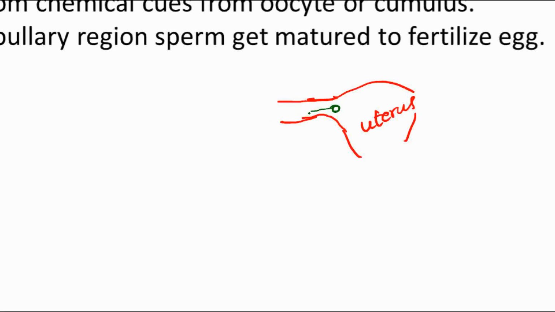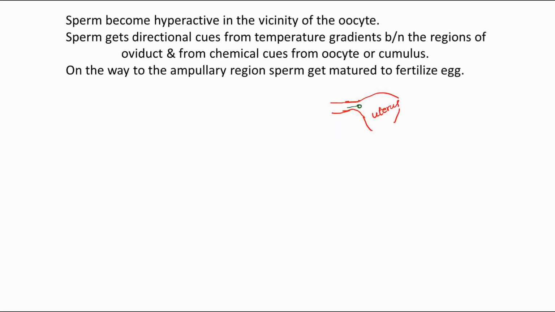That range of temperature acts as a directional cue for the sperm to reach the egg. And also there are some chemical cues that the sperm receives from the oocyte or the cumulus. And on the way to the ampullary region, the sperm is getting mature.